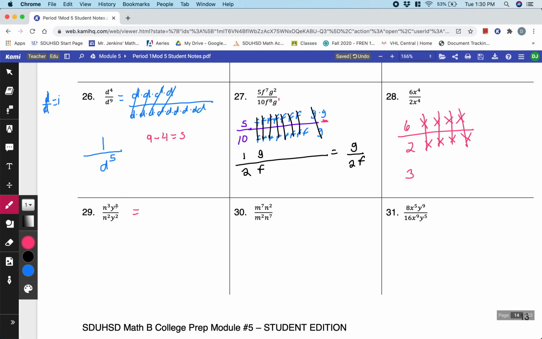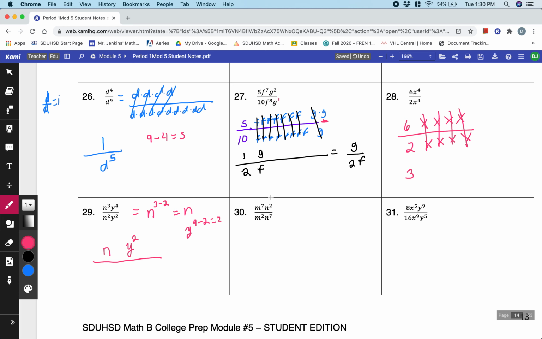All right, I look at these. All I'm going to do is I have my n's. I'm going to do 3 minus 2, and that's going to give me 1n. Now I need to decide, do I place it on the numerator or the denominator? Well, I got more left over on top, so I'm going to put n on the numerator. Now I move over to my y's. I'm going to have y to the 4th minus y to the 2nd, which will give me 2. Do I have more on top or more on the bottom? Well, I have more on the top, so it'd be y to the 2nd.